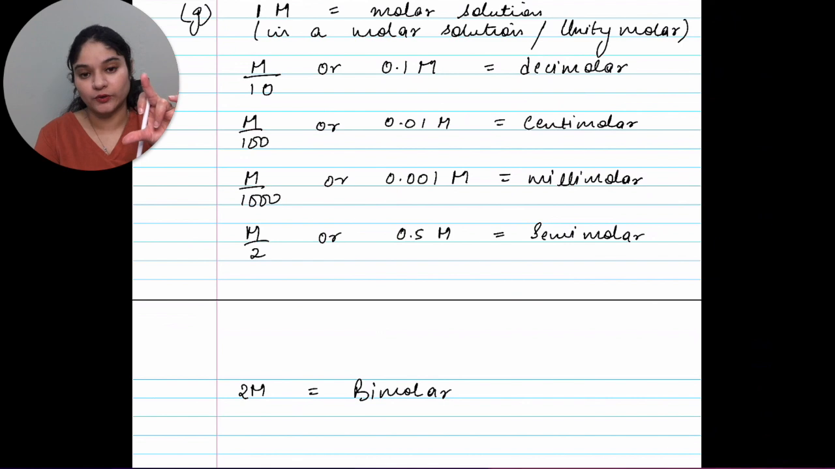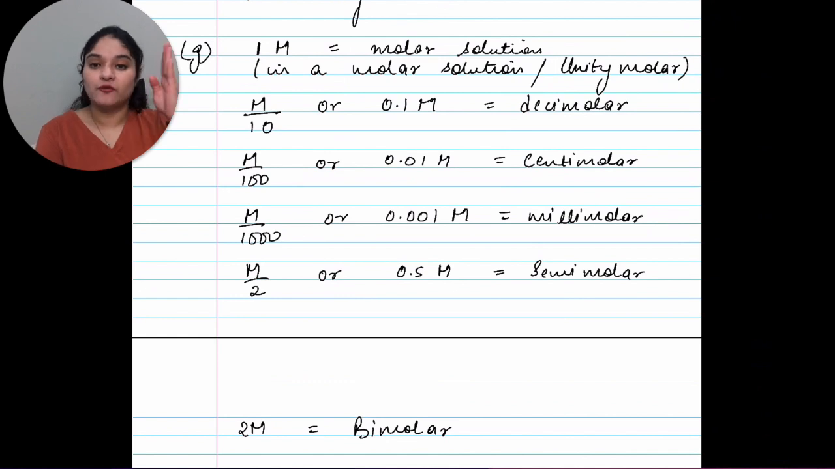But this is what is important. These units are important for you to understand and remember. So let's repeat after me. I have 1M that can be written as molar solution or unity molar in the questions. I have M over 10 that can be written as 0.1 M, or we can call it decimolar. If I have M over 100, that can be written as 0.01 M or centimolar. If I have M over 1000, that can be written as 0.001 M and can be called millimolar. Similarly, we have semimolar and bimolar. Students, super easy. I hope that makes sense.